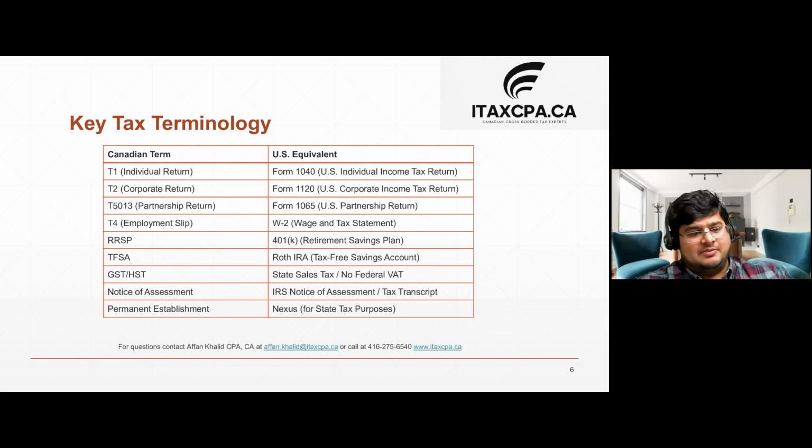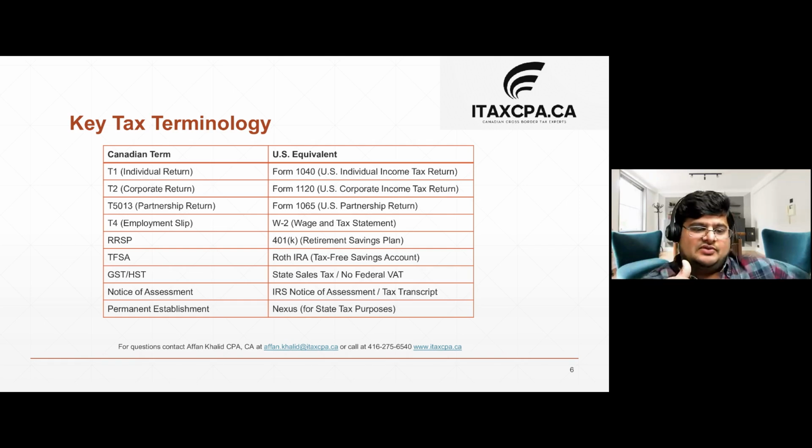Okay. And the same rules apply on the flip side. If Canadian employees are working in the US, I would assume the US has similar rules for Canadian businesses to deduct payroll withholdings. And then RSP, this is equivalent to 401k in Canada. TFSA, it's tax-free savings account, similar to Roth IRA. And GST, HST, which I know, fine, that's sales tax.